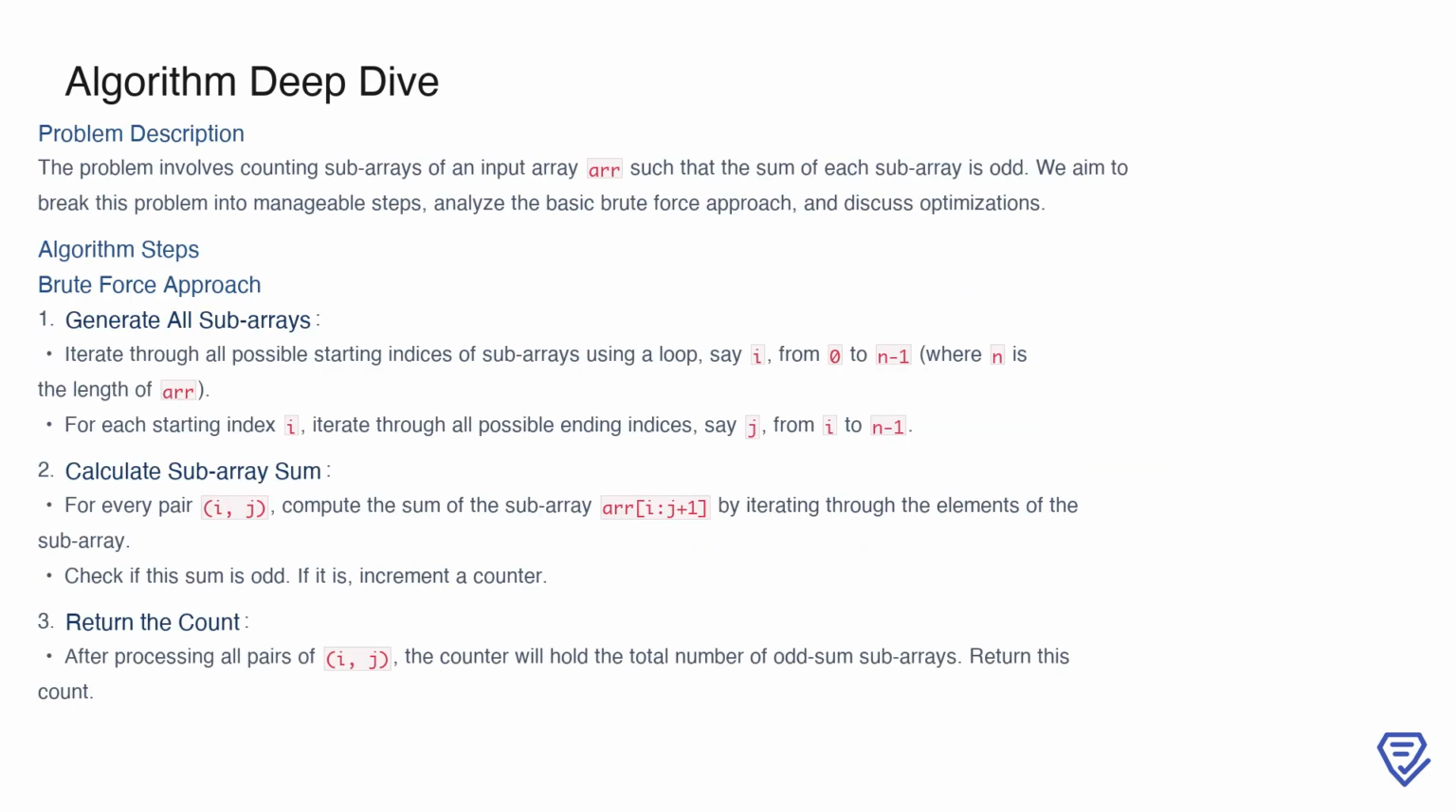The goal of this problem is to count the number of subarrays in a given input array where the sum of the elements in each subarray is odd. To tackle this, we start by understanding the brute force approach.